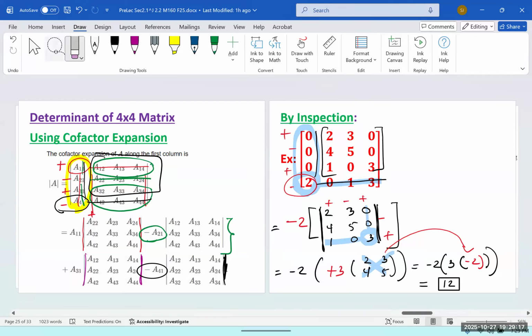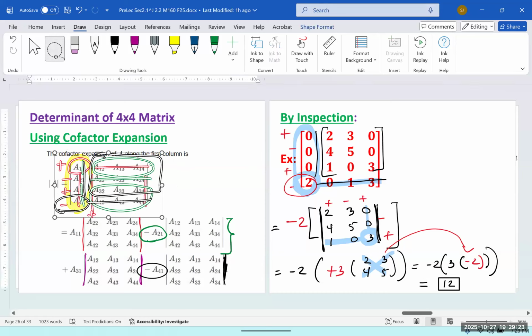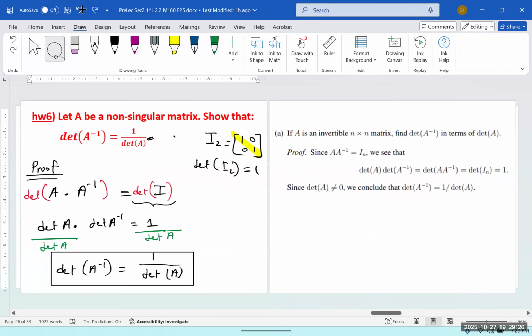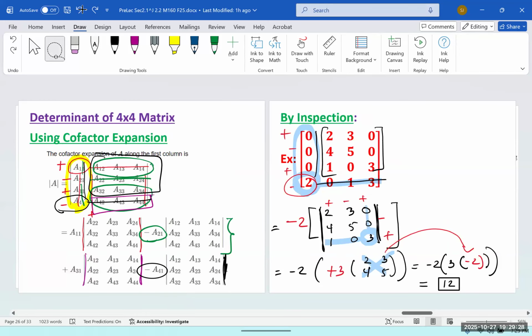These are different methods. What's the difference? The difference is this method, the cofactor, is useful for any type of matrix. But the inspection is only useful when you have more zeros.